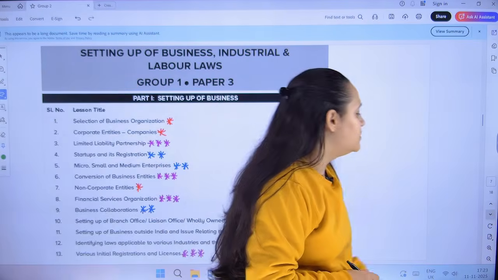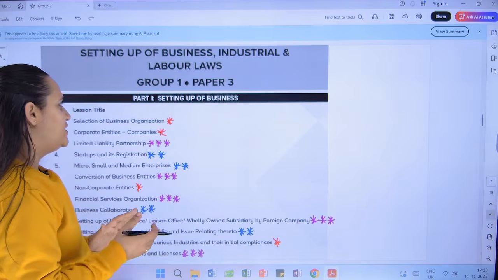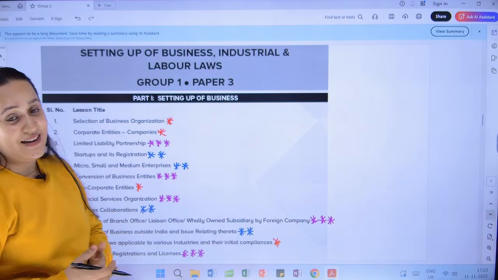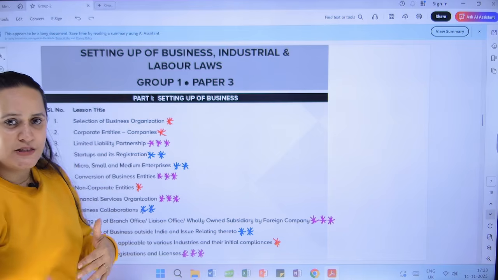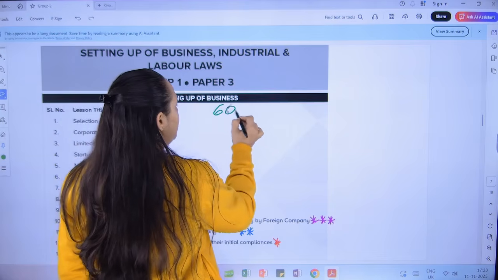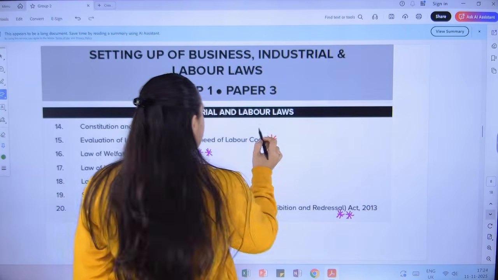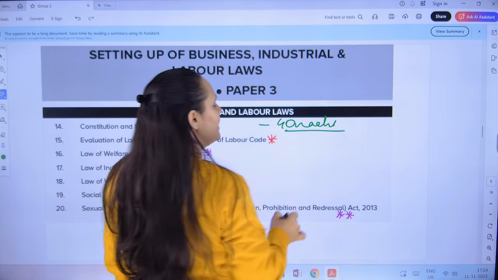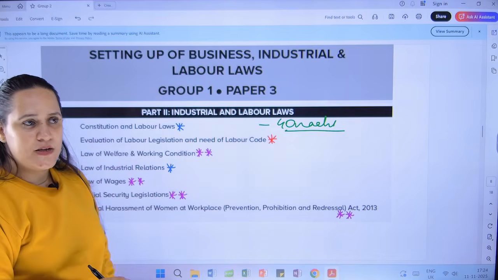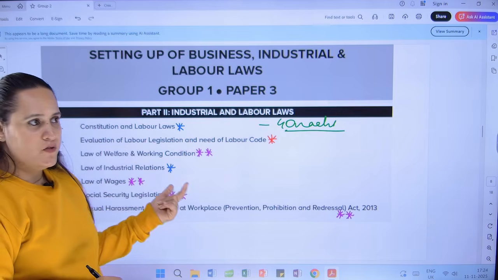Next, coming to the next subject, that is JIGL, even that is SBILL, paper 3 of group 1. Again, this is divided in the ratio 60-40. 60 is for setting up of business and 40 marks is for labor laws. Even for this, I suggest that you always begin your preparation by revising for labor laws first, and then you go to part A of the syllabus.